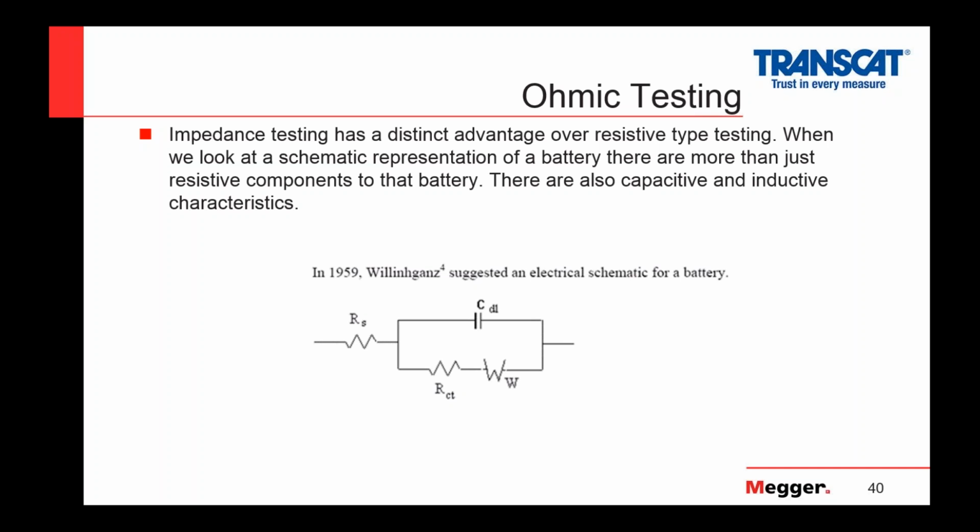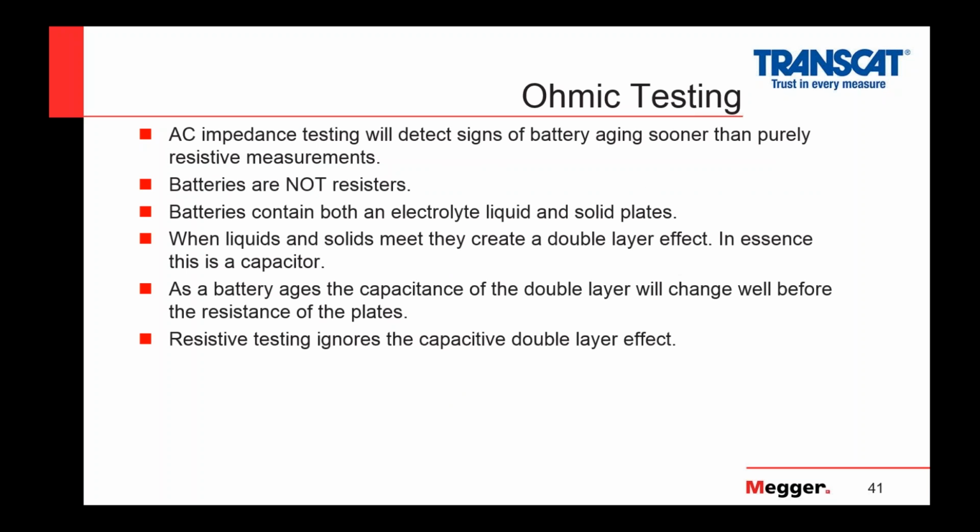This here is a schematic of a battery. And what you can see is there are several resistive elements on there representing the electrolyte and the plates, but there's also that big capacitor on the top labeled DL. That's called a double layer effect. Whenever you have a liquid that touches a solid, that creates a capacitor. And when a battery discharges or ages, the first thing that's going to change is that double layer effect. And since batteries aren't resistors, when you do an AC test, you will see the changes quicker.